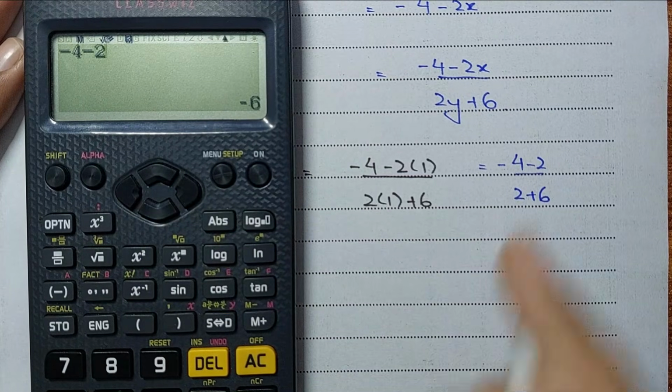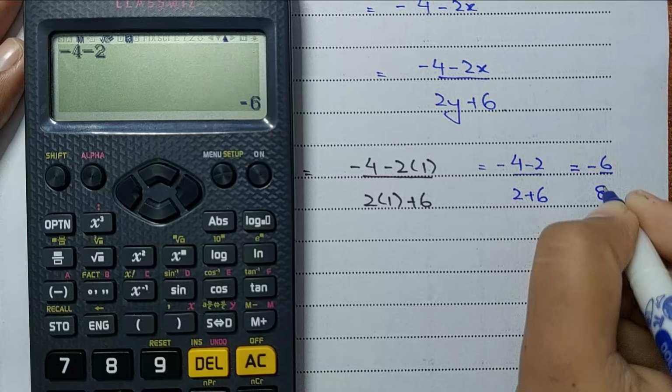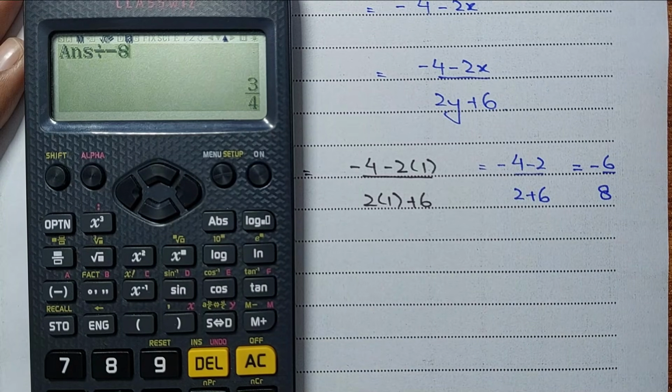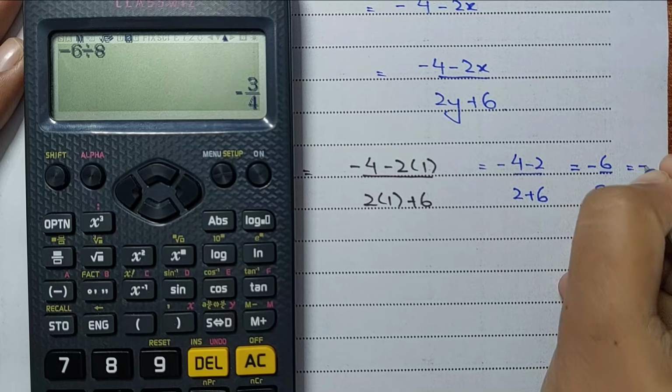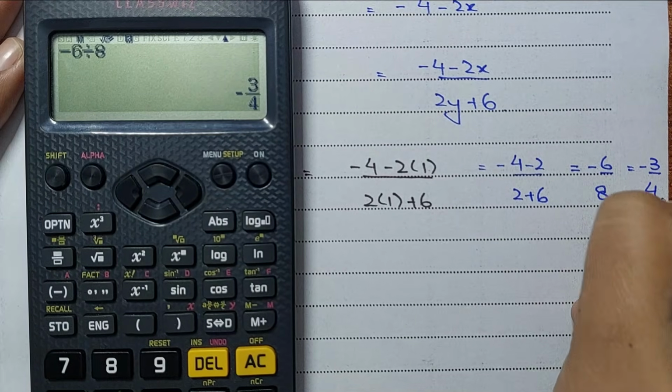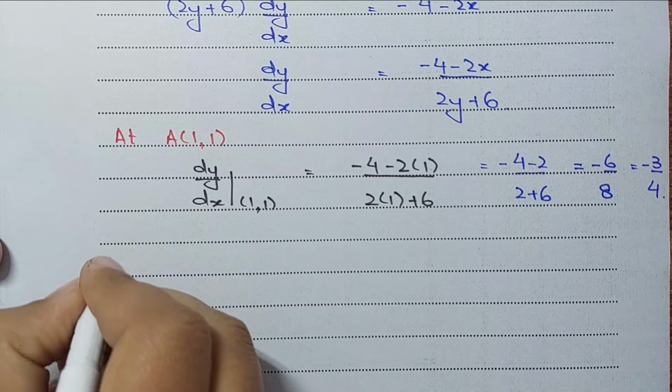Minus 4 minus 2 is minus 6. 2 plus 6 is 8. So minus 6 over 8, which is negative 3 by 4, is the gradient. Right. Now we can write down the equation of tangent.